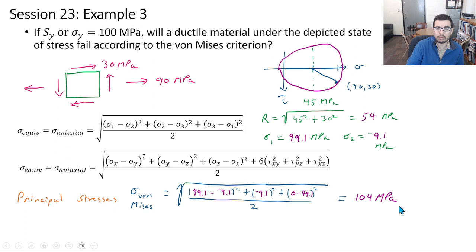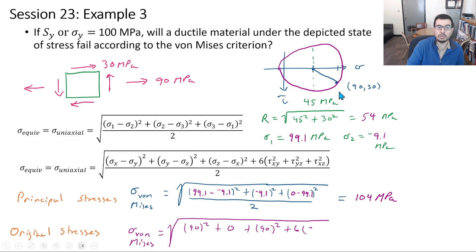If we look at just the original state of stress, which is given as sigma x equals 90 and tau xy equals 30 megapascals, we can plug those values directly in, bypassing the need to do the Mohr circle, and we can figure out that it's also equal to 104 megapascals. So that's a quick example of how we can use the von Mises criterion to determine whether or not we expect to have failure.